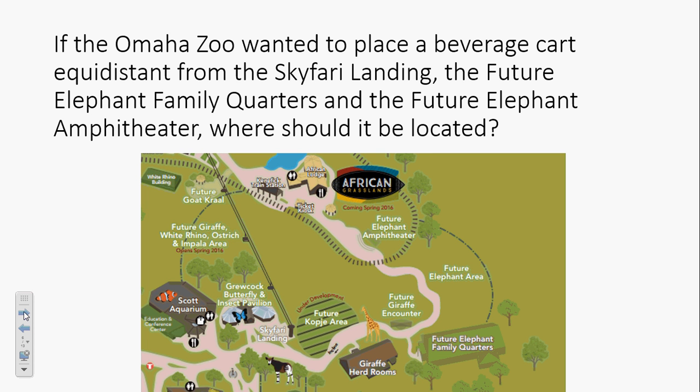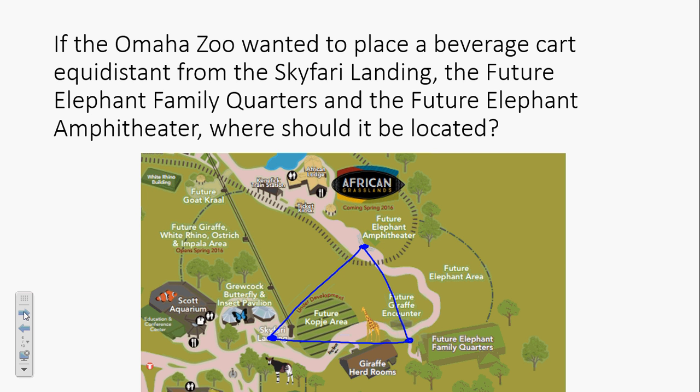When the people at the zoo decide where to put a new beverage cart, they may say, guess what? We want this to be equal distances, or equidistant, from the Skyfari Landing and the elephant family quarters and the elephant amphitheater, so we can serve our customers. So you think, okay, well, it needs to be right in the middle. Well, what is equal distances from those 3 points? What's the name of that point called? The circumcenter. The circumcenter is equidistant from the 3 vertices of the triangle.